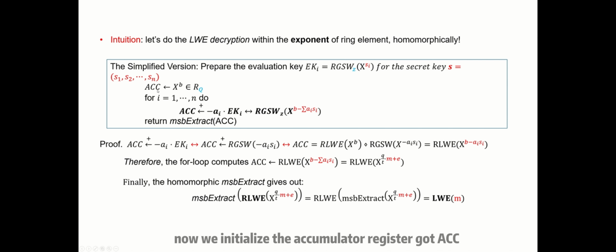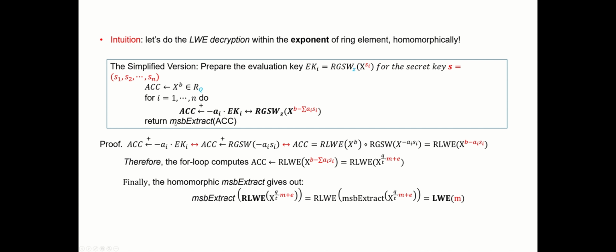Now we initialize the accumulator register called ACC to x to the power of b. Now we perform a for loop. Inside the for loop, we try to accumulate the evaluation key to the accumulator register. So after the loop, we get a ring GSW encryption of x to the power of this red part. And remember, this red part is essentially the LWE decryption.